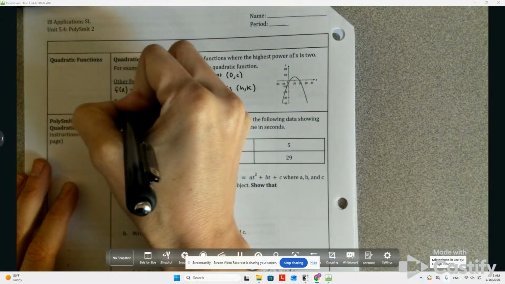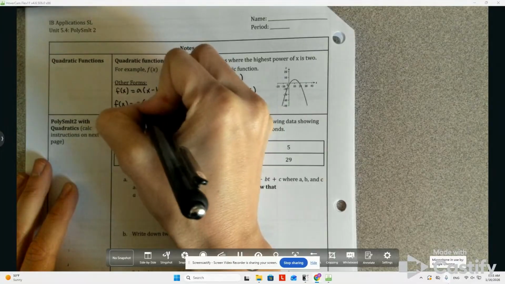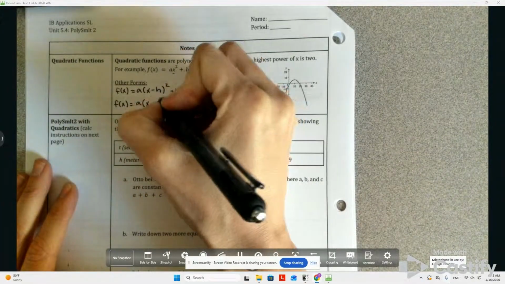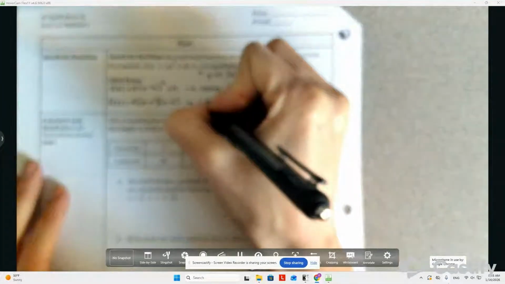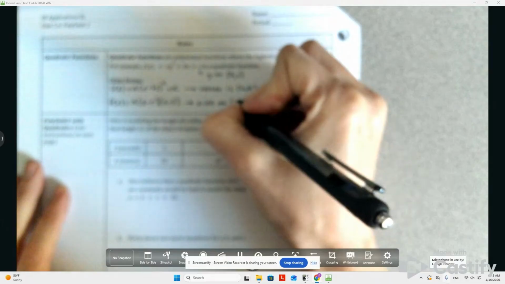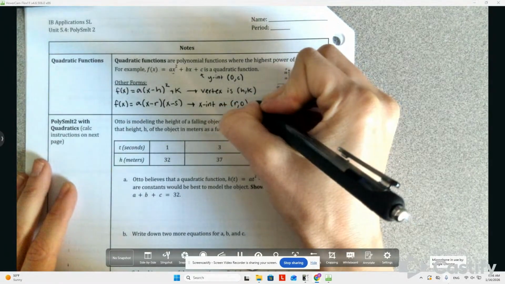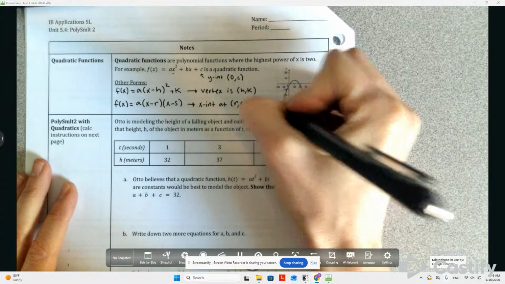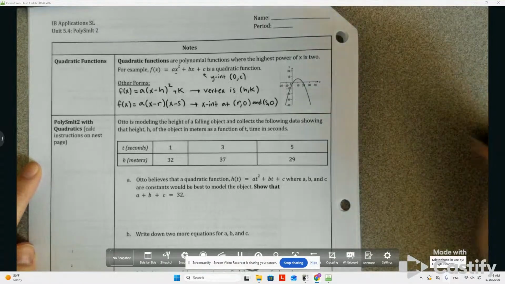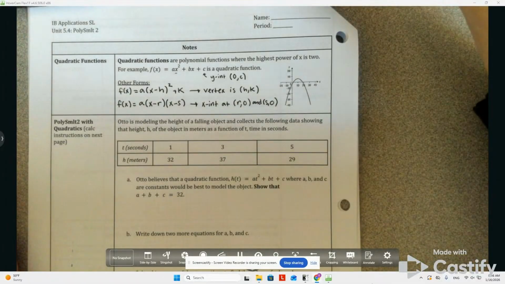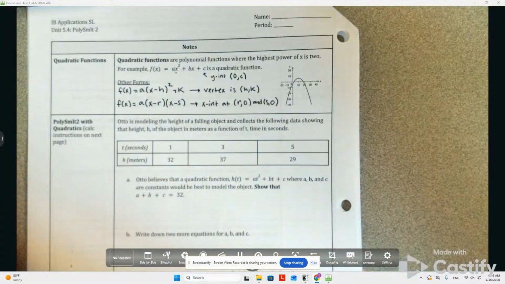And the other one we've got is a times (x minus r) times (x minus s). This is factored form, and we have x-intercepts at (r, 0) and (s, 0). These forms, we don't really need to have them memorized because if there is ever a situation where we needed to know the key features, we could just graph and find them graphically. But sometimes it can be helpful to recognize the patterns of what the different key features do.